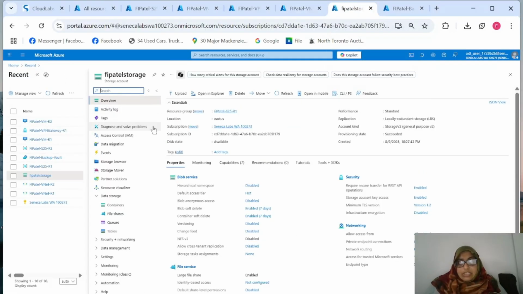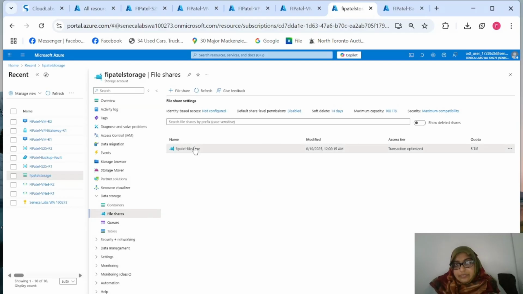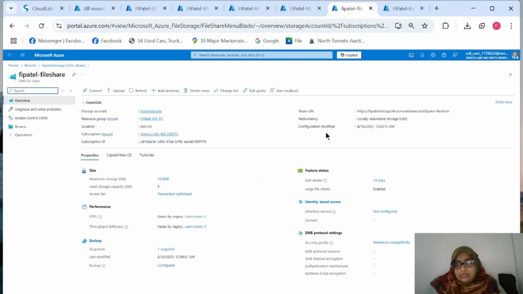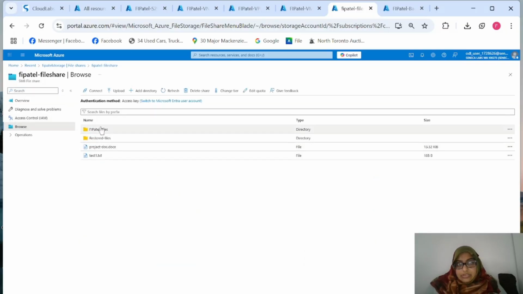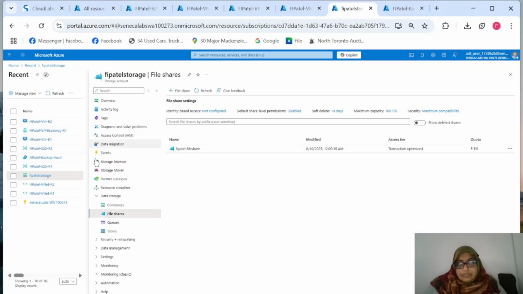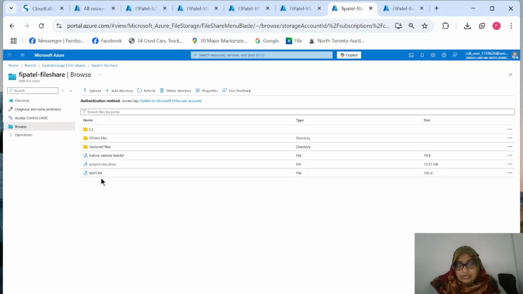Okay, this is my storage account. And these are the file shares, my file share folder. And this is where I created the two folders, the one I showed in the VM2. These are the folders. And this is the restore file.